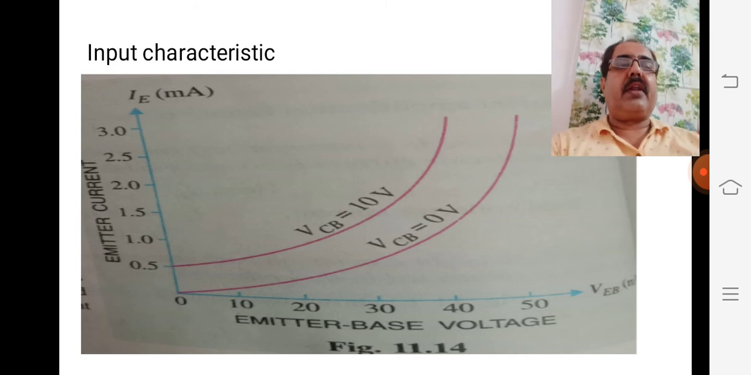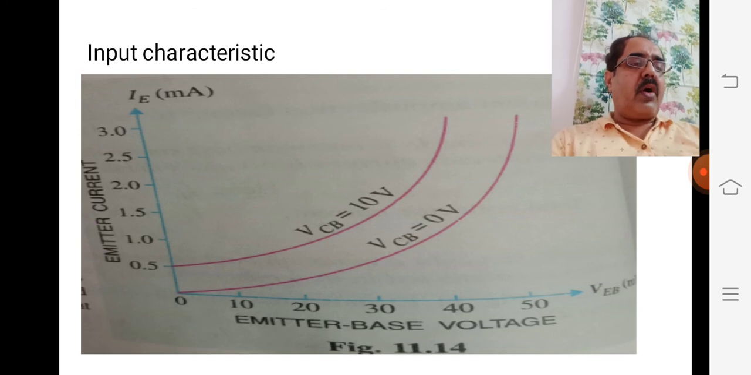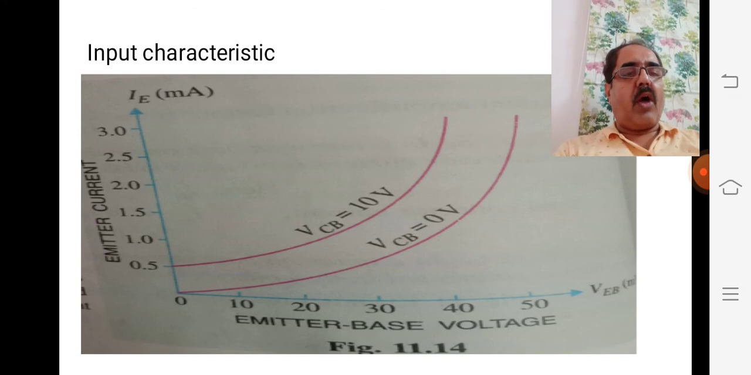Now the mathematical formula of input resistance: input resistance R_i is equal to delta VEB divided by delta IE at constant VCB, the voltage between collector and base. As a very small VEB is sufficient to produce a large flow of emitter current IE, the input resistance is quite small, of the order of a few ohms.